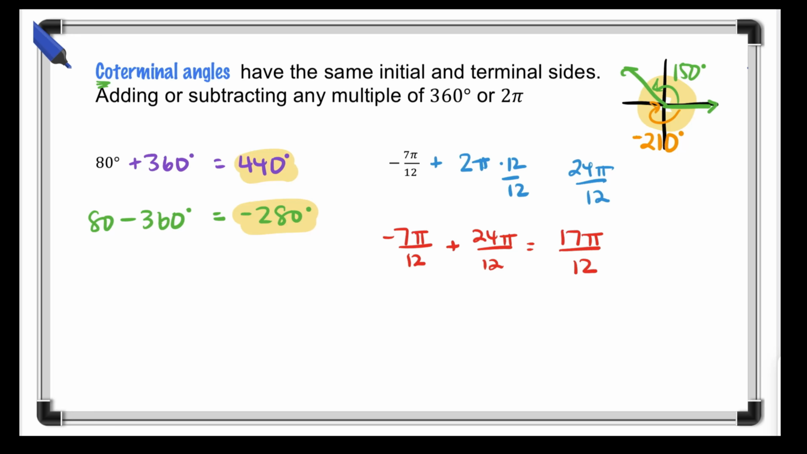So I want one positive answer. So this is a positive answer, so I'm good there. And the next thing we want to do is we're going to say, okay, well, let's take negative 7 pi over 12 and let's subtract 24 pi over 12. So I want to get more negative, which would get me negative 31 pi over 12. So there's a negative coterminal angle.